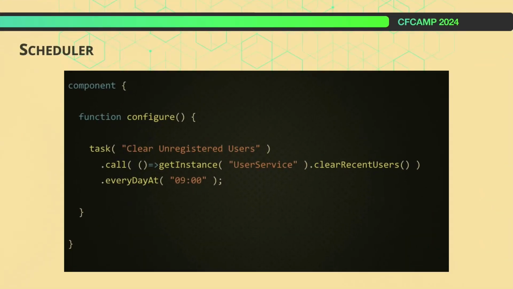More examples, right? I can say, hey, I want to declare a task. It's going to be clear unregistered users. Call, what am I going to do in my call? Okay, I'm going to get an instance of a user service and call the method clear recent users. That's my task. Every day at 9 a.m. That's it. That's how you register your task.